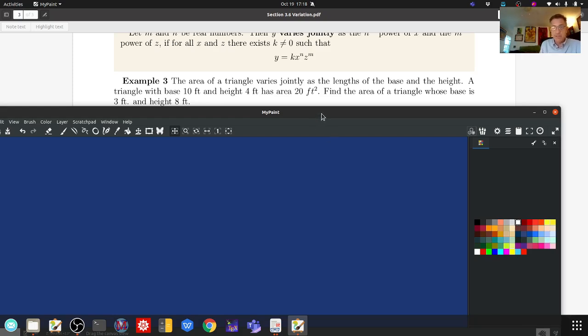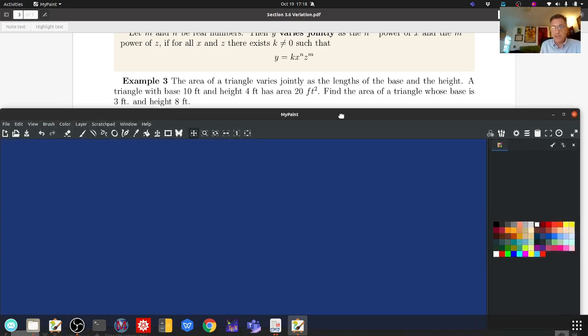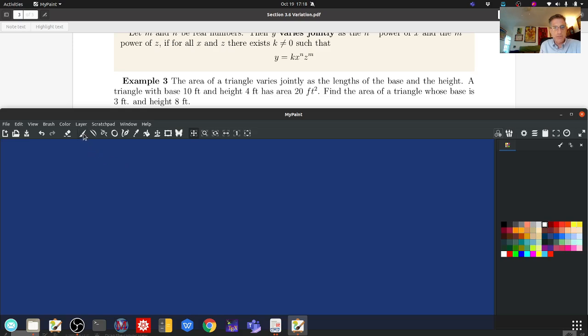Literally, this is an interesting type of function. I'll talk about the function notation for this after we do this. So our base equation is y equals k times x to the nth power and z to the mth power. So the area of a triangle varies jointly as the lengths of the base and the height.